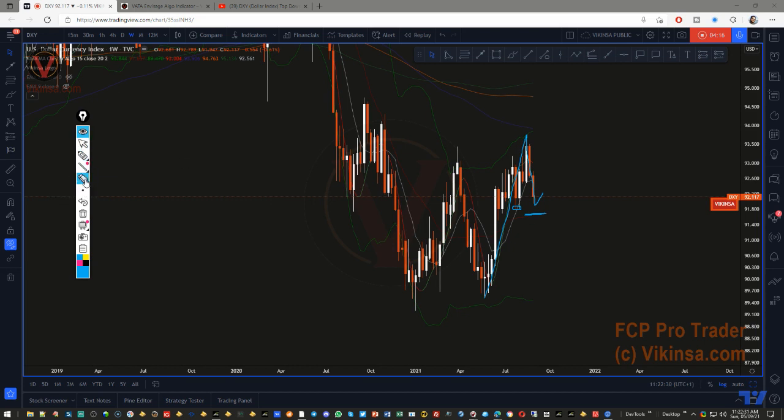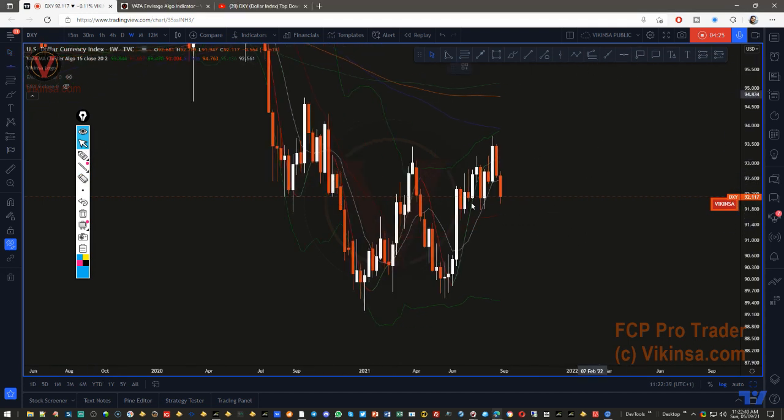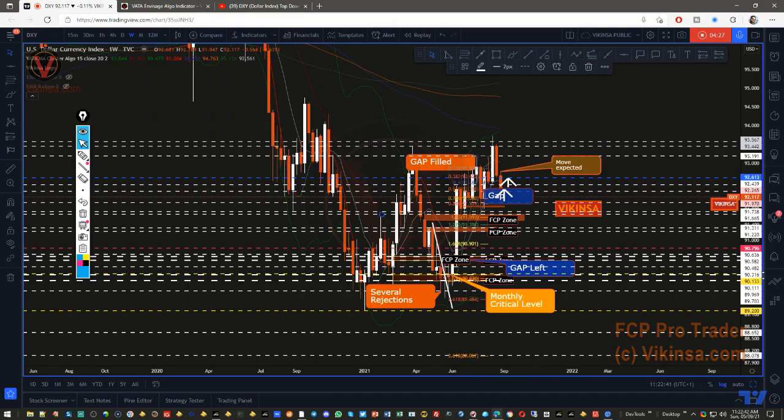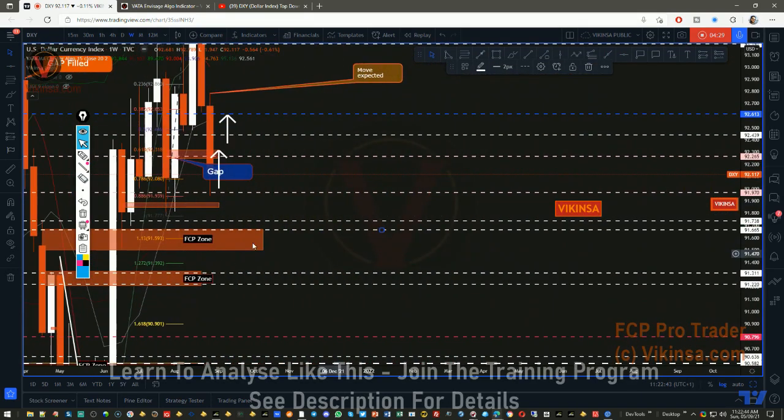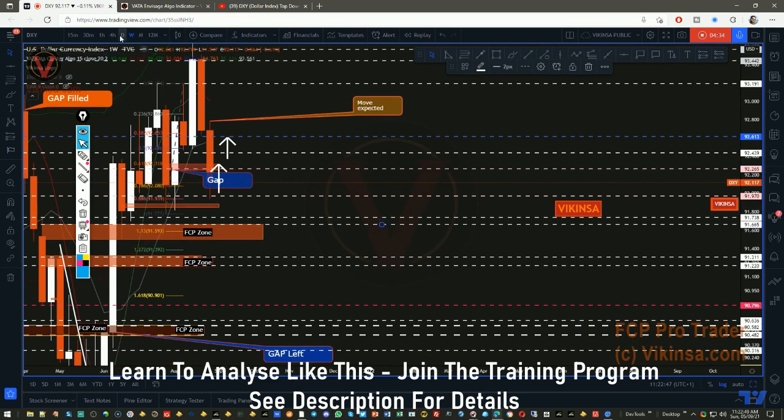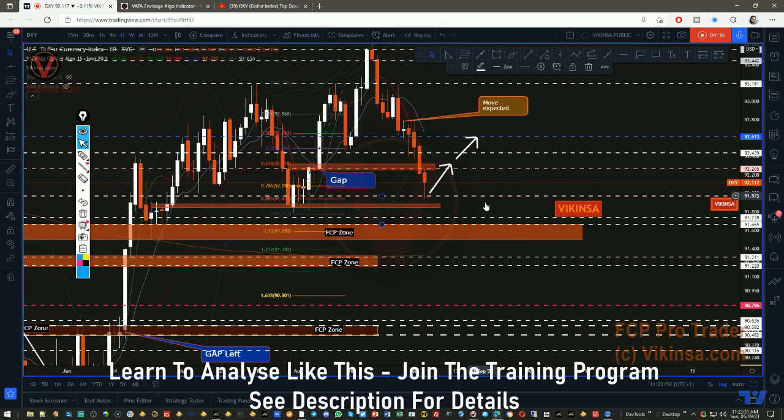And let me actually give you that level as well. So if I come here and put a line, so this will be something like here. So let's go back and look at it. So this is the FCP zone where it can fall back down to. So be careful that on weekly basis it still can be bearish.